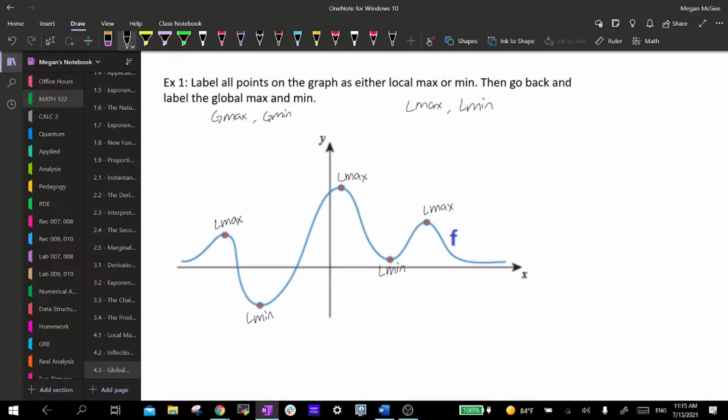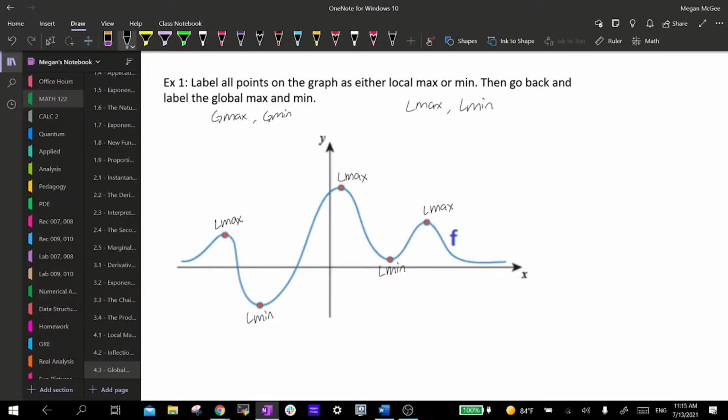Alright, and now we're supposed to label the global max and min. So there's only going to be one global max and min. Okay? So we have multiple local max and multiple local mins. However, there will only be one global because it's going to be greater than all other points or less than all other points on our graph.